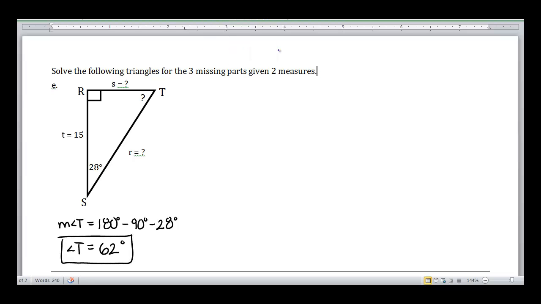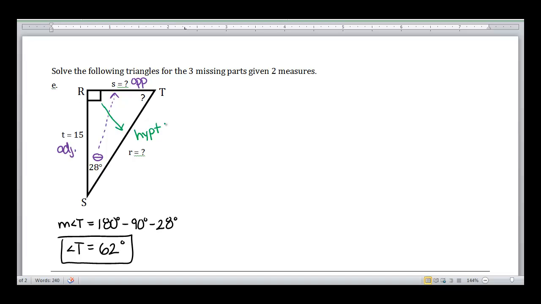Next, we want to find our missing side lengths. First thing I would do is start with the angle they gave me and call that theta. From here, we should be able to name our opposite and our adjacent side lengths. So the side opposite theta here is side S. The side next to theta, the adjacent, is side T. And again, the hypotenuse, the one opposite our right angle, is going to be side R.